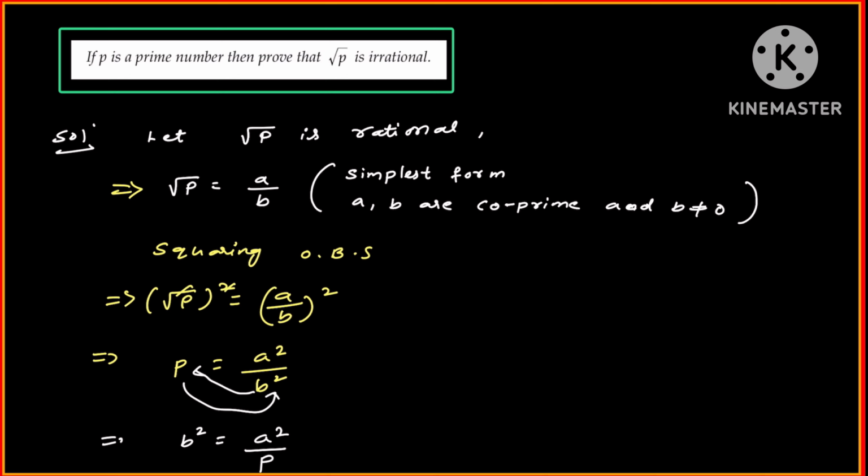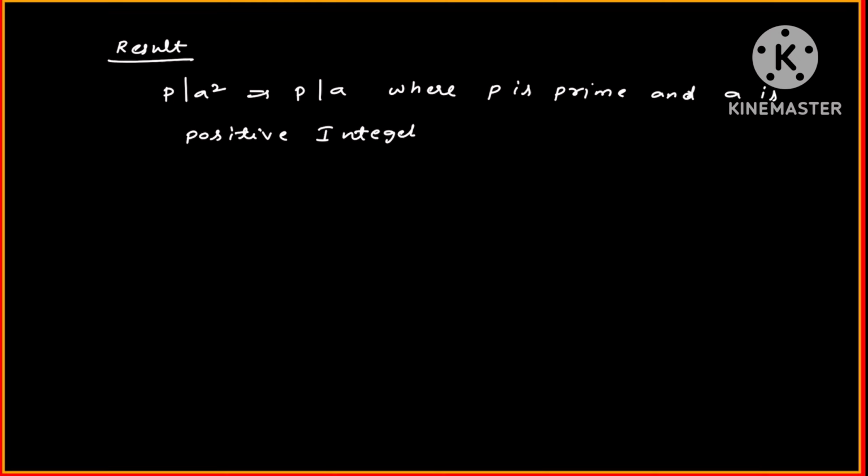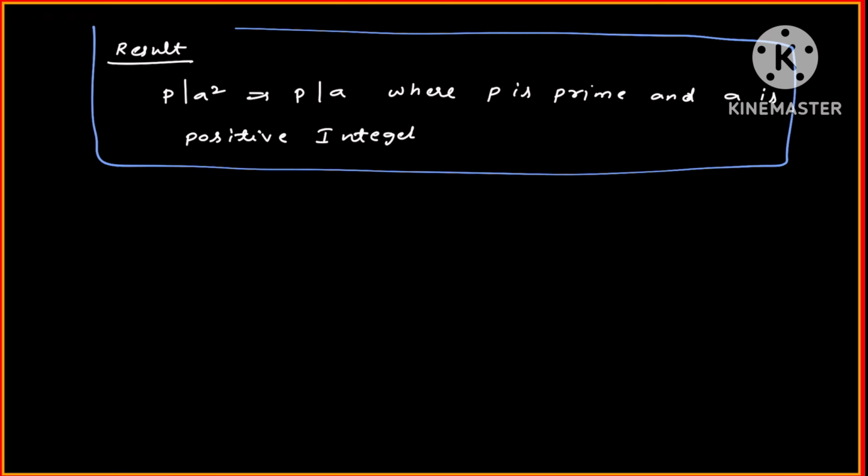We know one important result: if p is a prime number and p divides a square, that implies p divides a, where p is a prime number and a is a positive integer. This is the most important theorem I am going to use here.